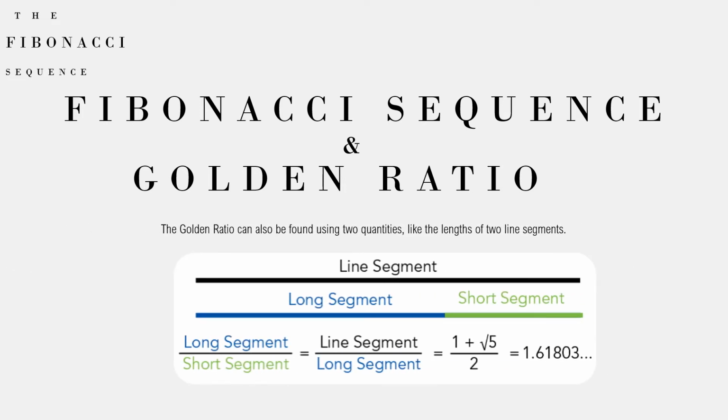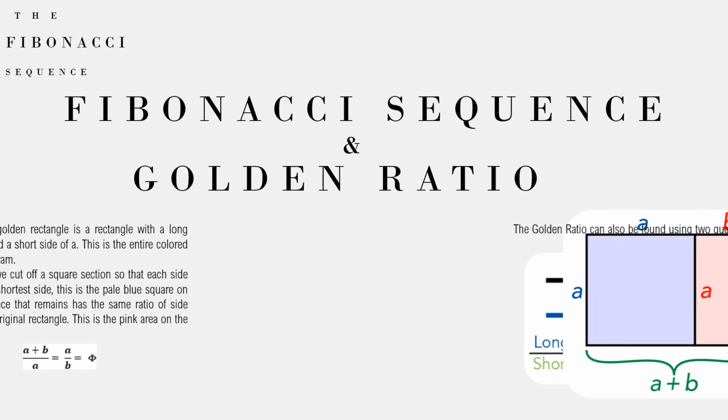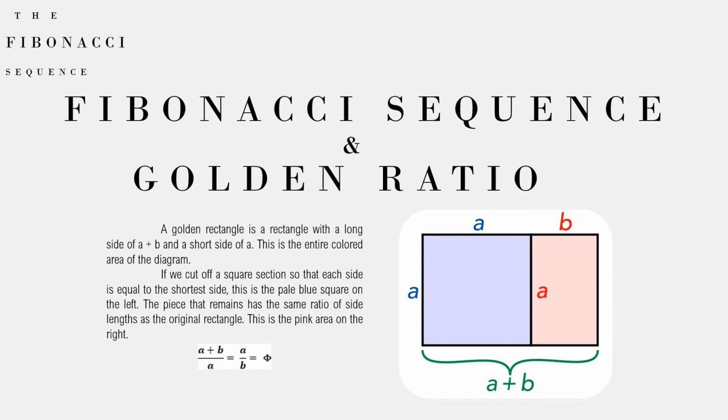The golden ratio can also be found using two quantities, like the lengths of two line segments. Two quantities have the golden ratio if their ratio is the same as the ratio of their sum to the larger of the two quantities. A golden rectangle works in a similar way. A golden rectangle is a rectangle with a long side of a plus b and a short side of a. If we cut off a square section so that each side is equal to the shorter side, this is the pale blue square on the left. The piece that remains has the same ratio of side lengths as the original rectangle. This is the pink area on the right. The ratio between sides a and b is phi, or 1.618, as you can see in the equation below.